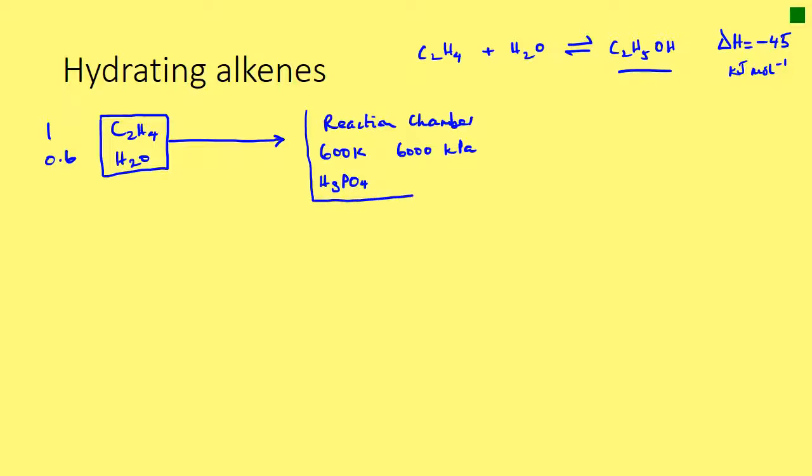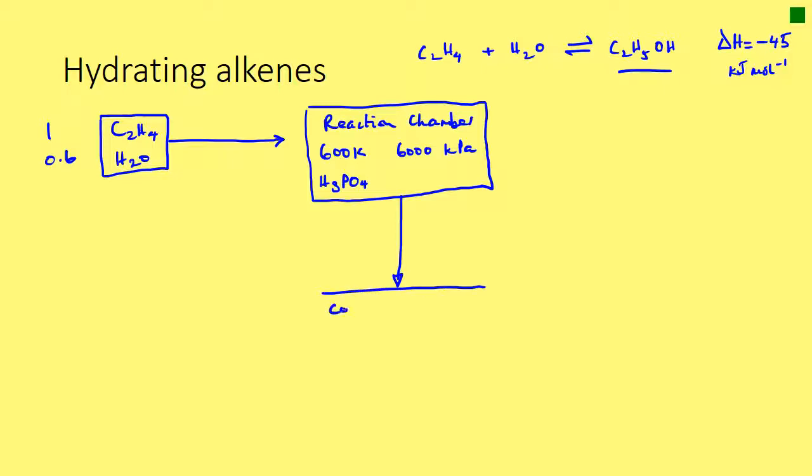Right, so with those conditions, the reaction takes place, and you get an equilibrium mixture coming out of the reaction mechanism, which is going to have ethanol in it, but it's also going to have unreacted ethene and water in it as well. So first thing we need to do is separate out our ethanol. We're going to do that by condensing, because our boiling points of ethanol and ethene are quite different.